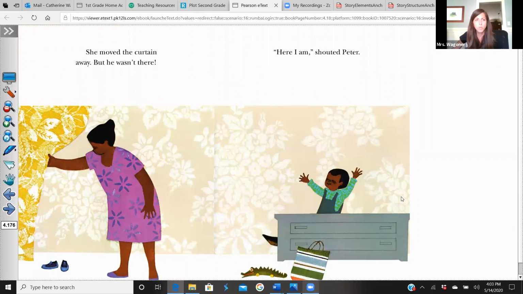She moved the curtain away, but he wasn't there. "Here I am," shouted Peter.